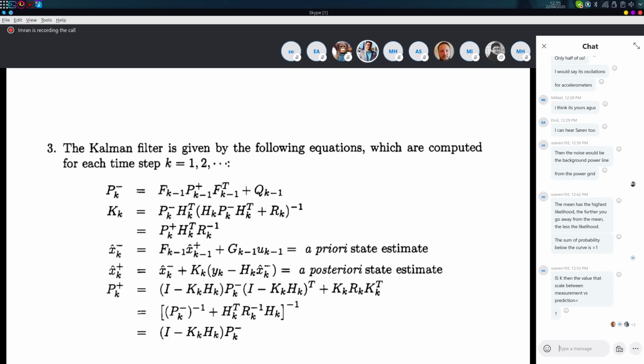About the Kalman gain? Yeah. It is the one that minimizes the difference between a priori and a posteriori, is it? No, not between a priori and a posteriori, but minimizes the distance between your input data from your system. So let's say that you want to estimate the position, and then yk is the position from your GPS or IMU. While this one is from your model.